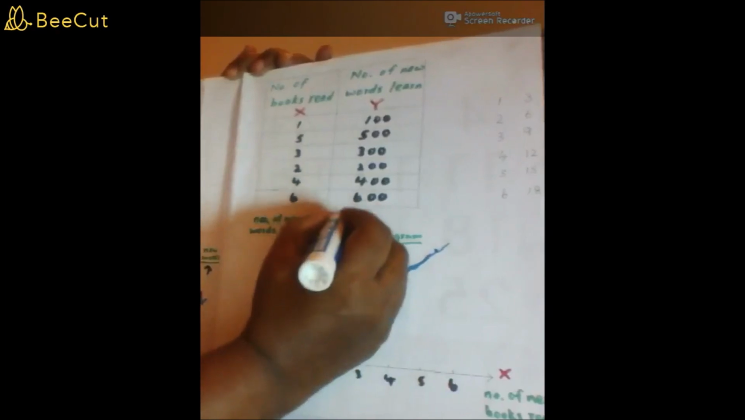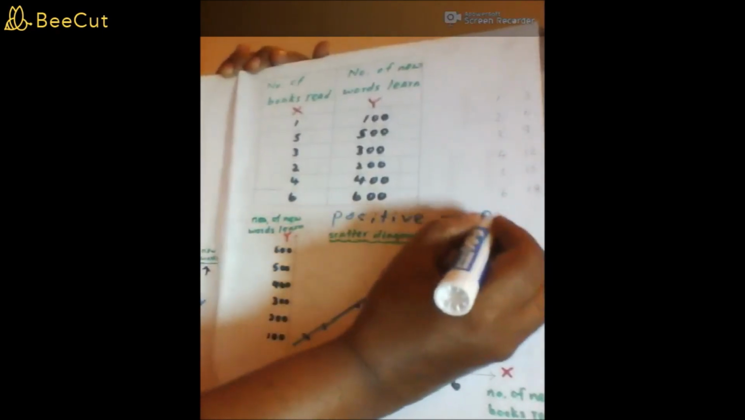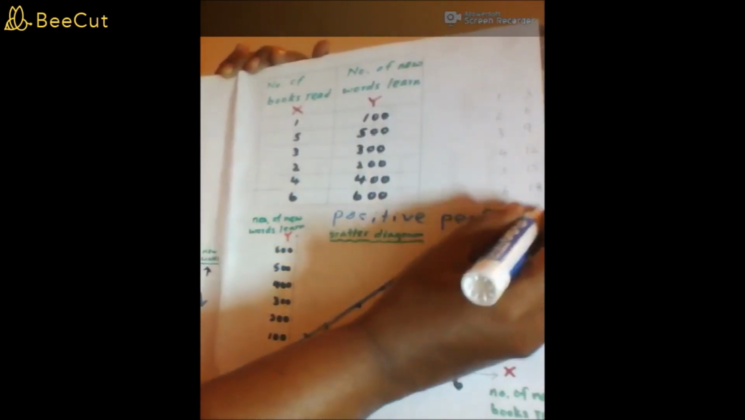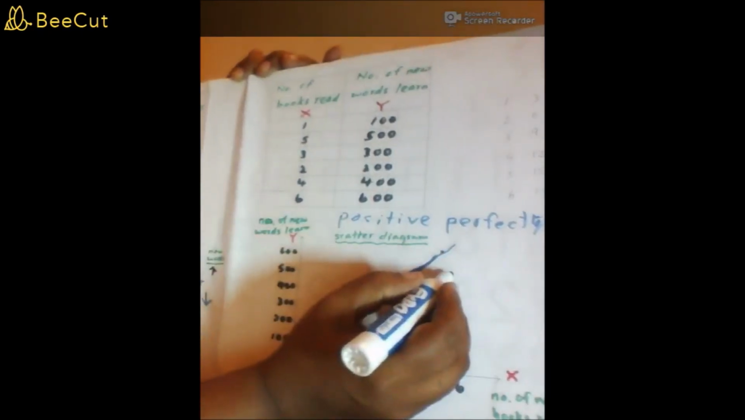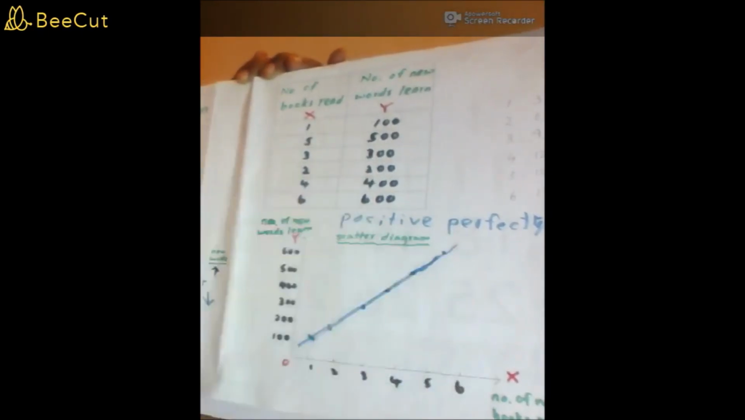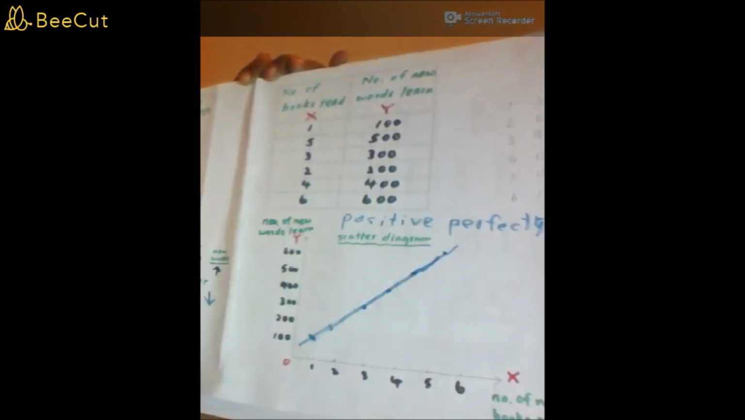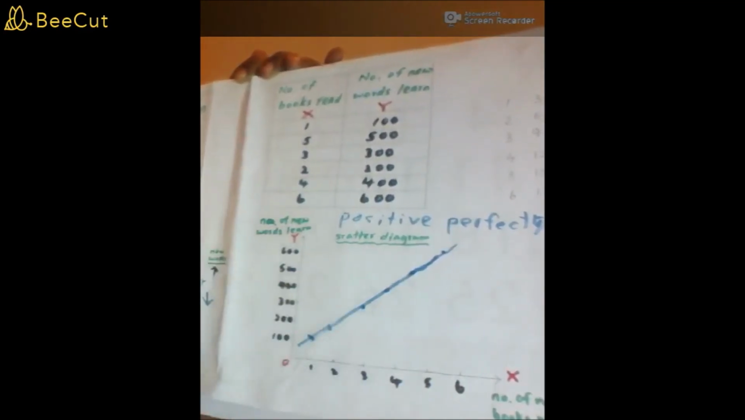Positive perfect relationship. What do we have here? Positive perfect relationship, right? If you find one single dot here outside the line, will it be a perfect one? No, right? It's not a perfect one, but a positive relationship.